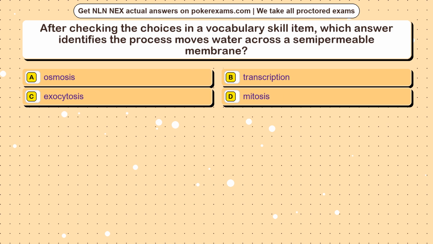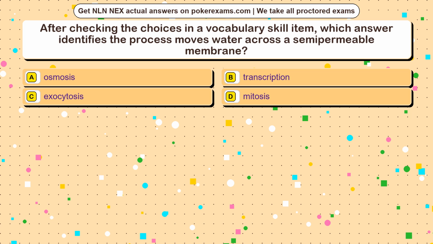Question 3. After checking the choices in a vocabulary skill item, which answer identifies the process that moves water across a semi-permeable membrane? Option A, osmosis. Option B, transcription. Option C, exocytosis. Option D, mitosis.